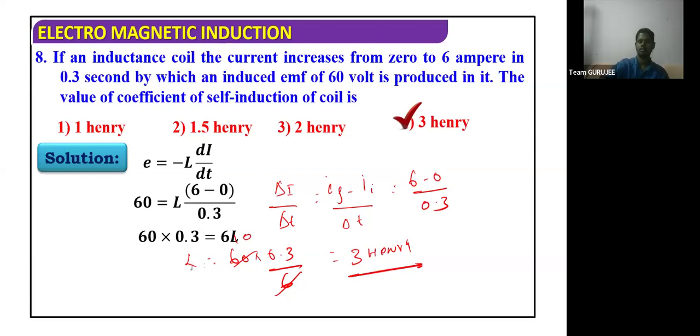Completed. Whether copied, Mithun, Jason. Yes, sir.